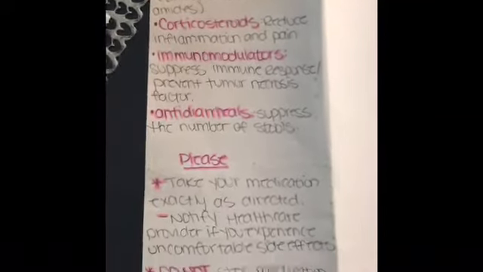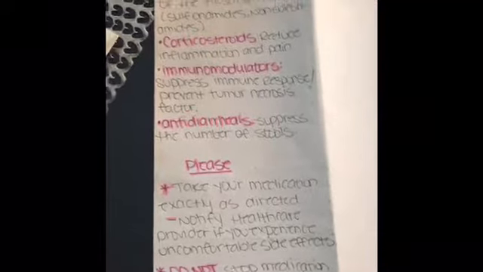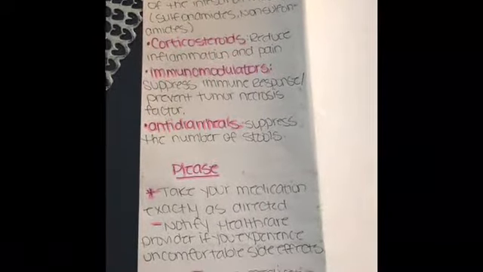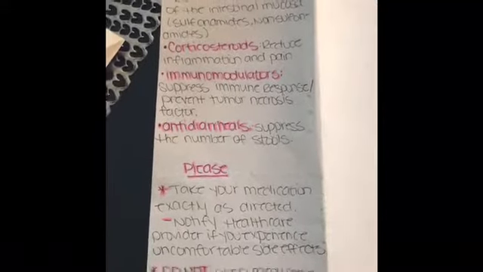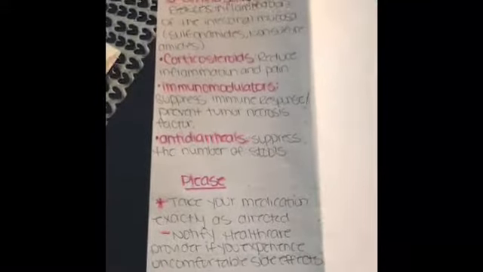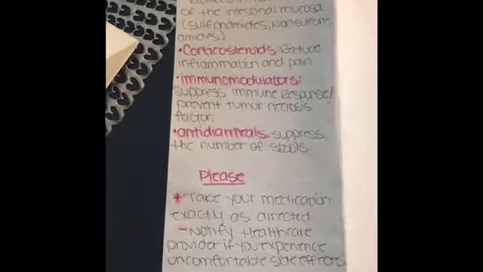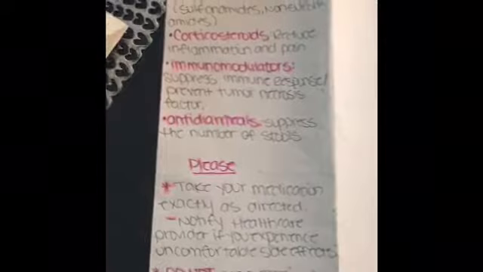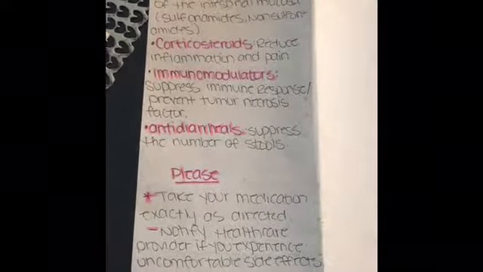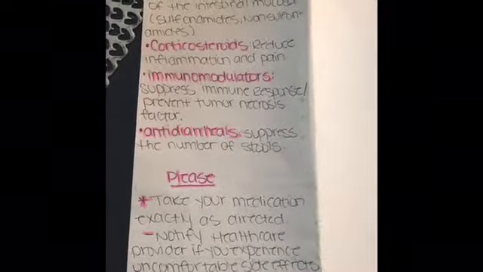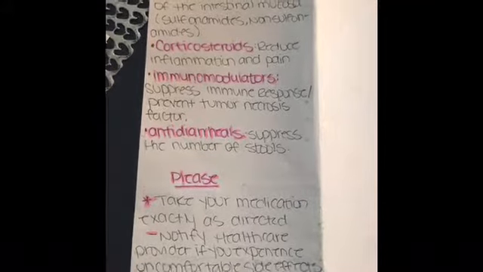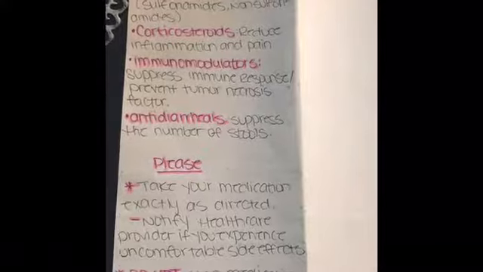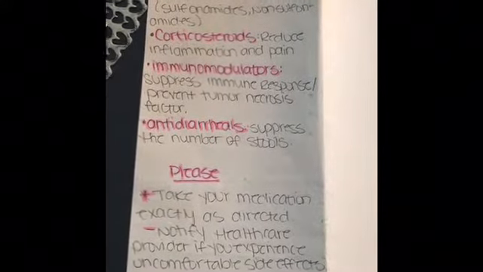Anything that affects a person's immune response, you want to make sure that you tell them to be extremely careful. Wash your hands. Don't go around large crowds or people who might be sick, because your immune system obviously is not going to be as strong as a normal person. And antidiarrheals suppress the number of stools, which can help a little bit with malnutrition. Because if you have diarrhea, obviously you are getting rid of all of your nutrients, which is never a good thing.